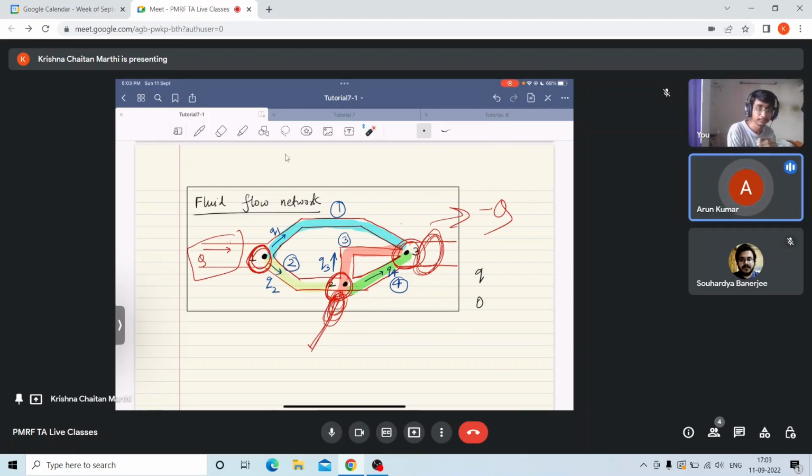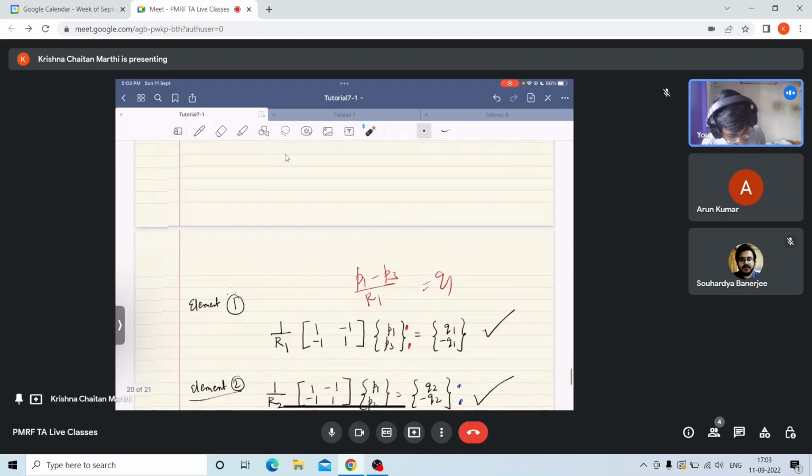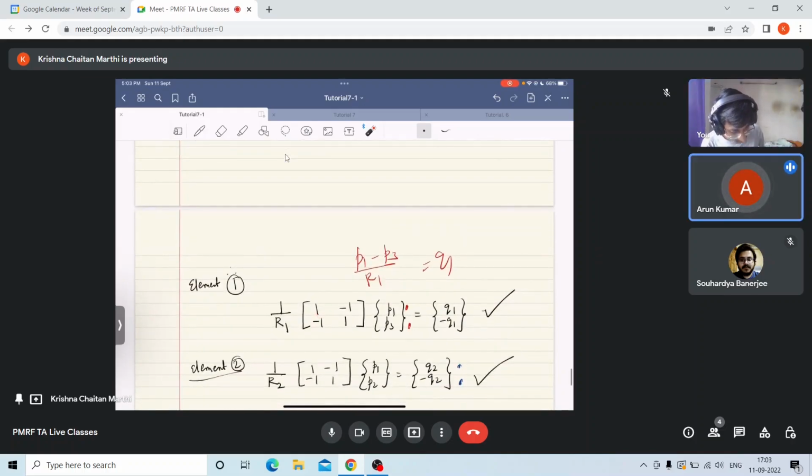From where is that minus coming? Minus Q2? So see, this equation, this minus Q1. Sorry, this minus Q1. So this I have written for my first node.